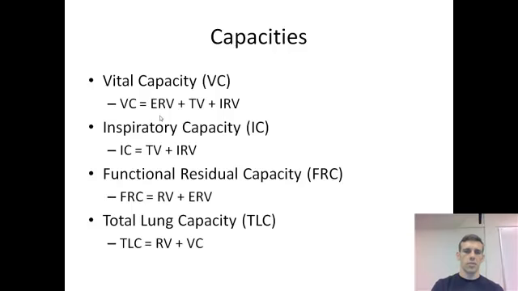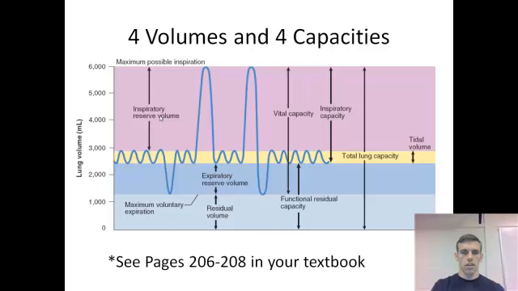So the next thing that we should look at is the inspiratory capacity, and that's IC, and that equals the tidal volume plus the IRV. So again, going back to our graph here, we said the IRV, inspiratory reserve volume, plus our tidal volume, right? And that's our inspiratory capacity. We can see that right here. It goes across the purple and the yellow, okay?